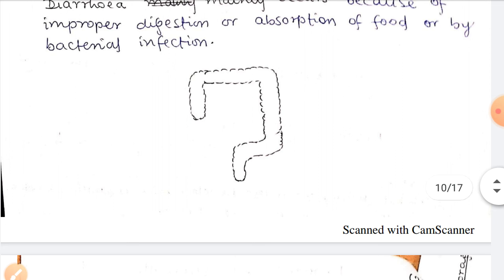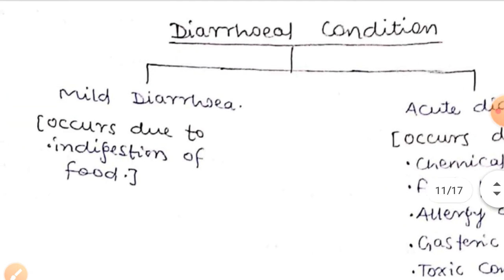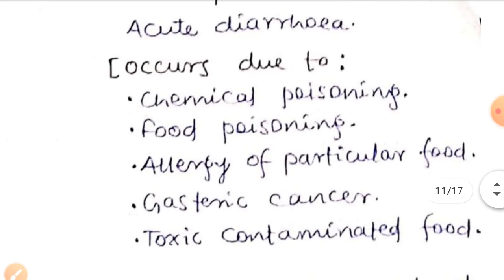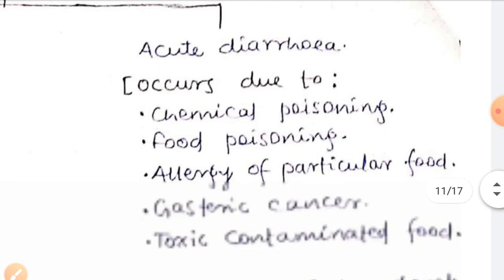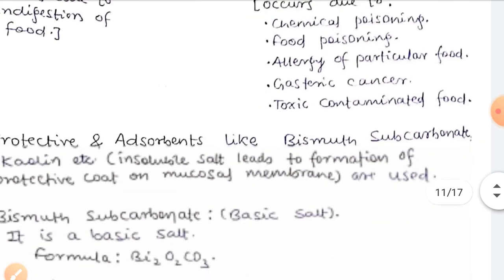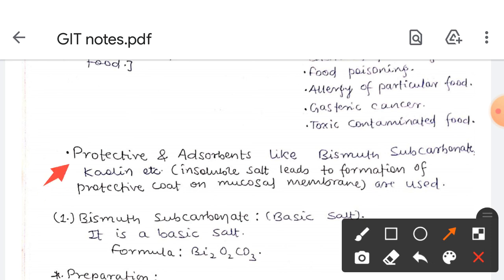This is the large intestine part. Diarrhea may be of two types, mild diarrhea and acute diarrhea. Mild diarrhea occurs due to indigestion of food, and acute diarrhea occurs due to chemical poisoning, food poisoning, allergy to particular food, gastric cancer and toxic contaminated food. Protective and adsorbent like bismuth subcarbonate, as I already studied, and kaolin, their insoluble salt leads to the formation of a protective coat on the mucous membrane. So this is a very important point from the exam point of view.